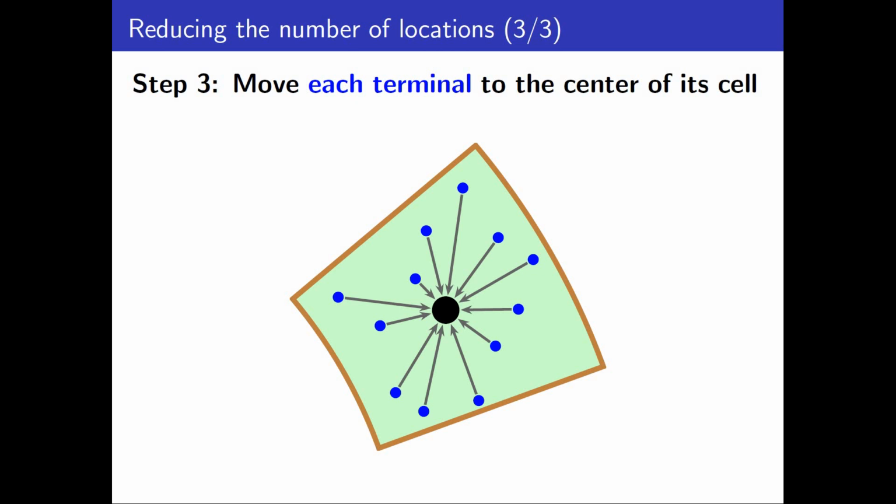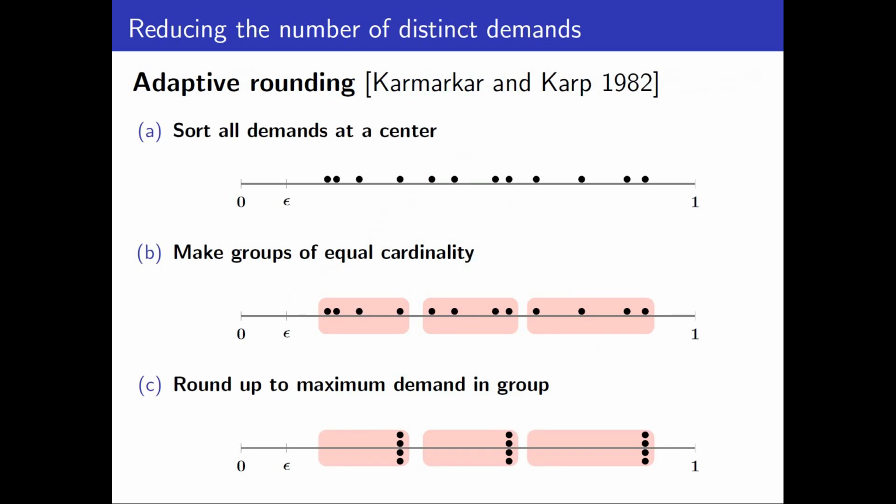When we do that for every cell, we have reduced the number of locations to a constant. We can show that the total cost of moving the terminals to the centers is negligible. Okay, I understand that you can now assume that the number of locations is constant. What about the second assumption, that the number of demands is constant?